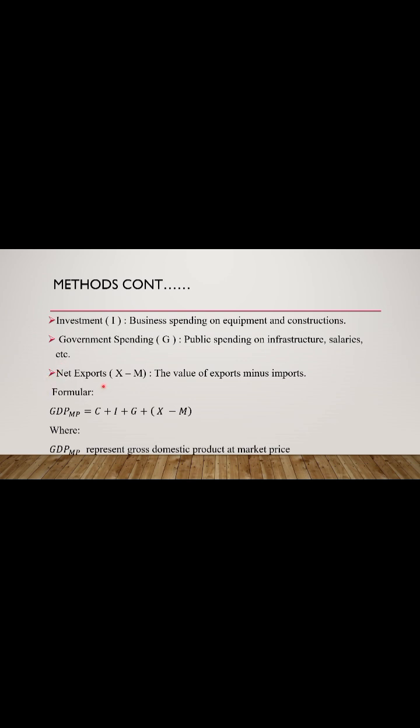Net export. Here we're talking about international trade, which is export and import. To get net export, you take X minus M, the value of exports minus imports. The formula: put it in your mind. In this formula, the answer you get is GDPMP, gross domestic product at market price, which is C plus I plus G plus X minus M.